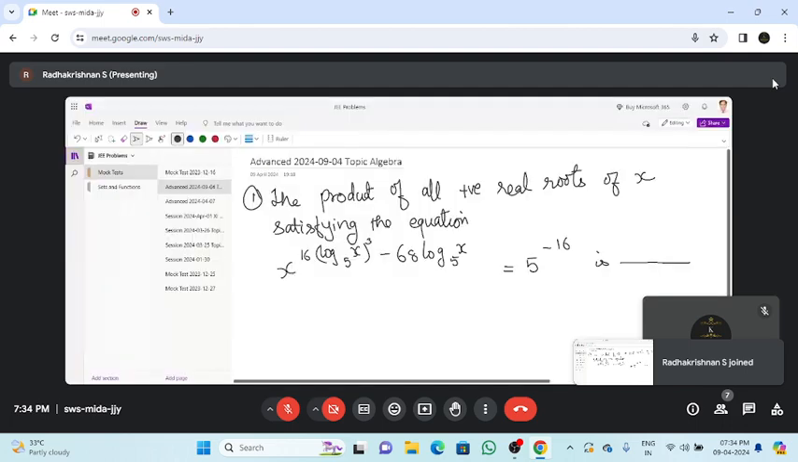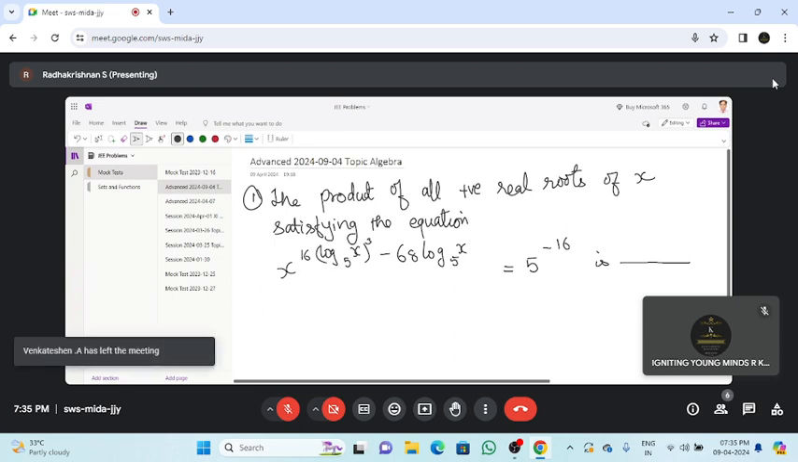So this is our first question. I think this question came in 2022. It is a JEE Advanced level question. The product of all positive real roots of x satisfying the equation x to the power of 16 into (log x to the base 5) whole cube minus 68 log x to the base 5 is equal to 5 to the power of minus 16. Okay. Then this requires the concept of logarithms and quadratic equations. All algebraic concepts only.